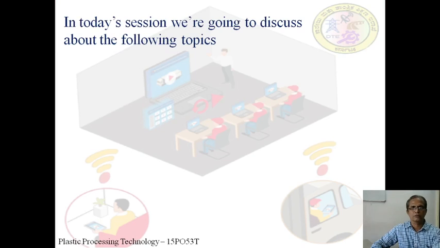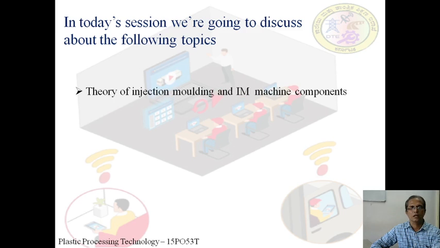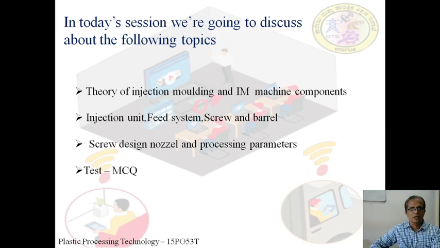In my today's session, we are going to discuss topics like theory of injection molding and various components of injection molding machine, injection unit, feed system, screw and barrel, etc. The screw design, nozzle and processing parameters. And at the end of my session, multiple choice questions and answers will be there. So let us begin.